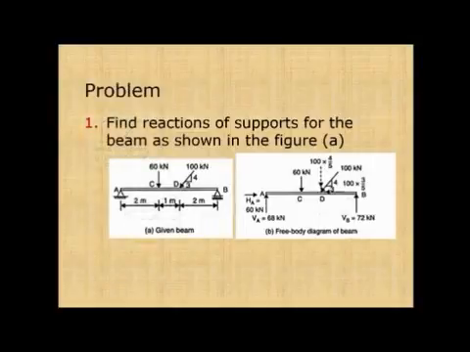Now suppose we have to find the reaction on the support for the beam as shown in this figure. This is the first figure. You can see A and B are two hinges. This is a fixed hinge, this is a rolling hinge. Now you need to find the reaction of the supports in this case. So what will be the reaction in this kind of supports?